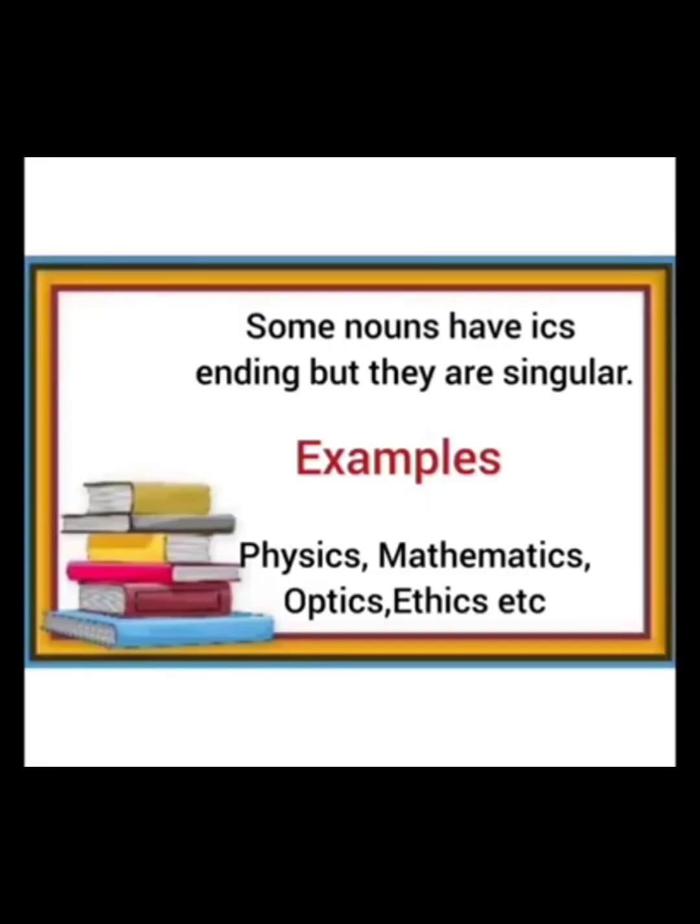Next we have that some nouns have ICS ending, but they are singular. For example, physics. Again, S is with it, so we might get confused that it is plural, but no, it's the name of a subject. It's singular, physics. Mathematics, optics, ethics, etc.